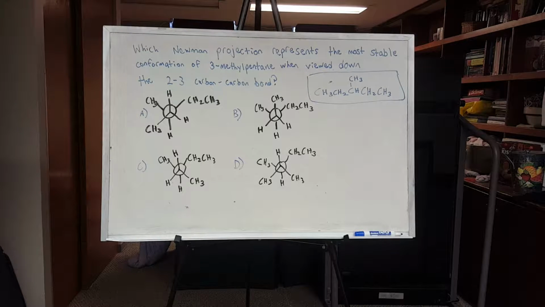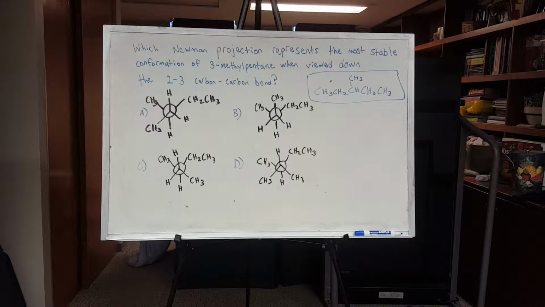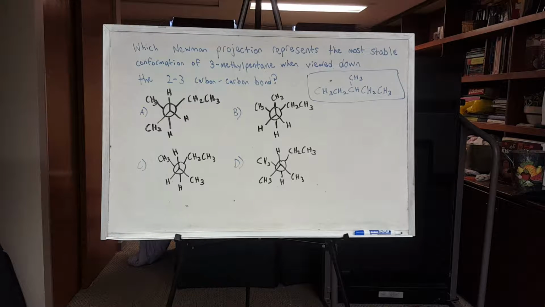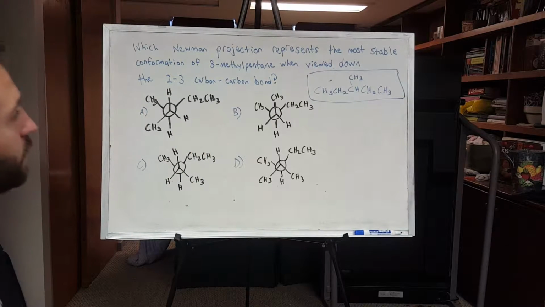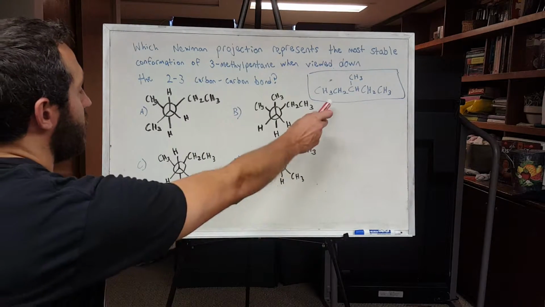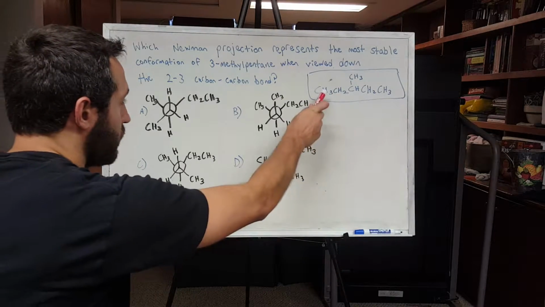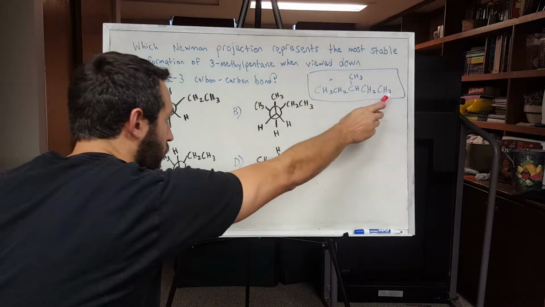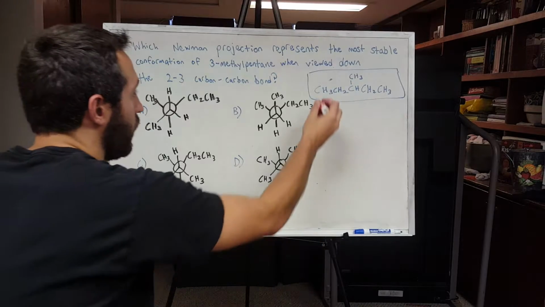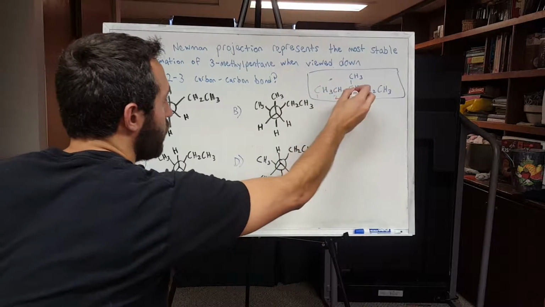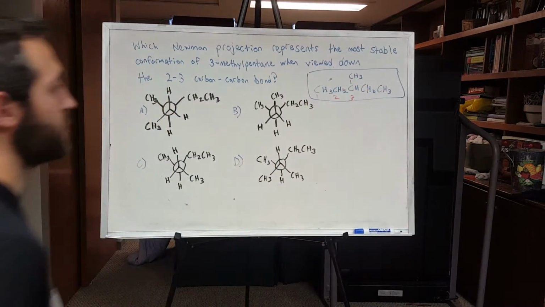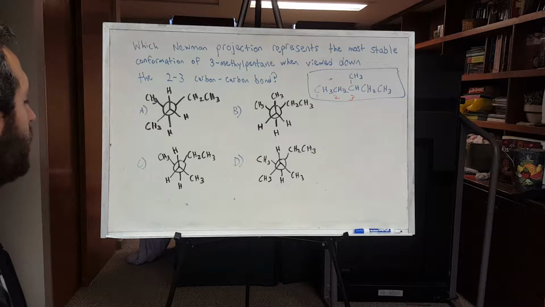Which Newman projection represents the most stable conformation of 3-methylpentane when viewed down the 2,3 carbon-carbon bond? First of all, here is 3-methylpentane, so it's symmetric. You could number 1 this way or 1 this way, right? So like 1, 2, 3. So this Newman projection shows that bond right there.